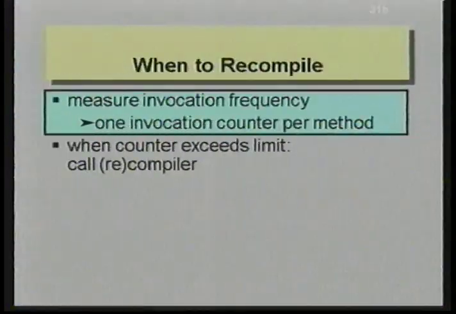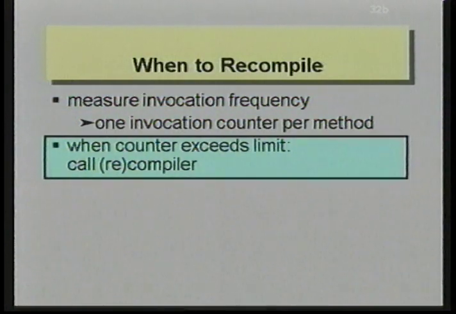What the Self93 system does here is very simple. It measures the invocation frequency of unoptimized methods by introducing an invocation counter into each method. So every time a method is called, this counter is incremented, and if it exceeds a certain limit, the recompilation system is called. Now, a more important and more difficult problem is what to recompile. How can we select a good candidate for recompilation with the intent of removing as much overhead as possible from the unoptimized system?